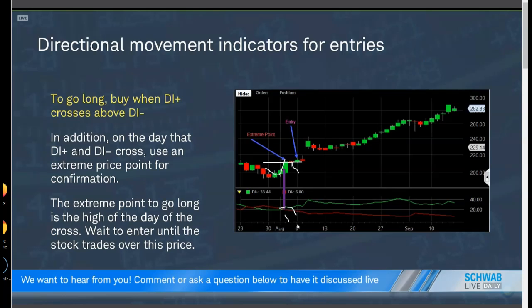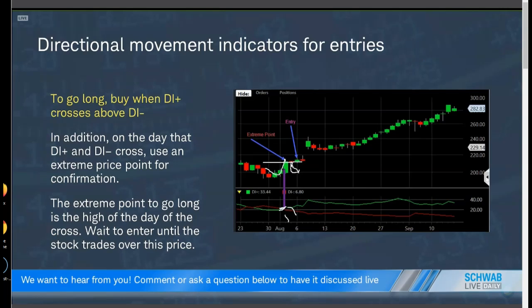All right. So to keep from getting whipsawed, he basically put another rule in. The rule was what he called the extreme point rule. The extreme point is when the positive DI line crosses from below to above the negative DI line, you look for the high of that day. That is considered the extreme point. And you do not buy until that high is exceeded.